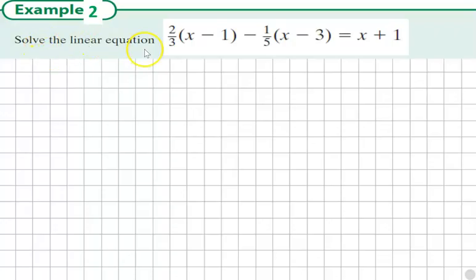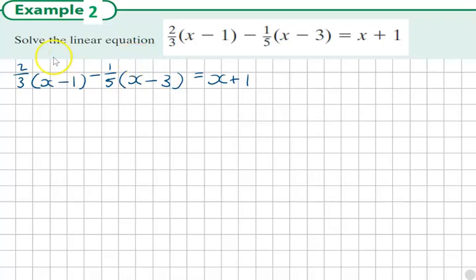Example 2. Solve the linear equation: 2 over 3 times (x minus 1) minus 1 over 5 times (x minus 3) is equal to x plus 1. So I've just written down the equation given in the question.